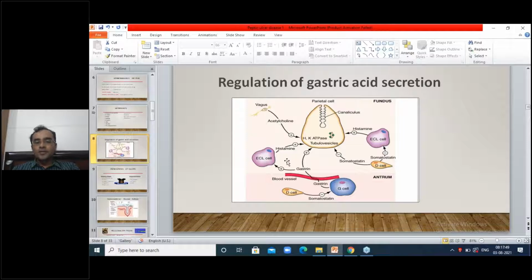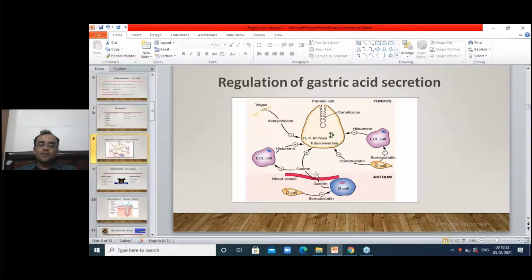So various factors which increase the activity of the proton pump are acetylcholine, that is through the parasympathetic system through the vagus nerve, histamine released by enterochromaffin-like cells, and also gastrin. Whereas somatostatin decreases the activity of the proton pump by directly inhibiting them and by inhibiting the ECL cells. So any factor which can lead to an increase in any of these functions, like gastrin and histamine, can lead to increased acid secretion and ulcer.